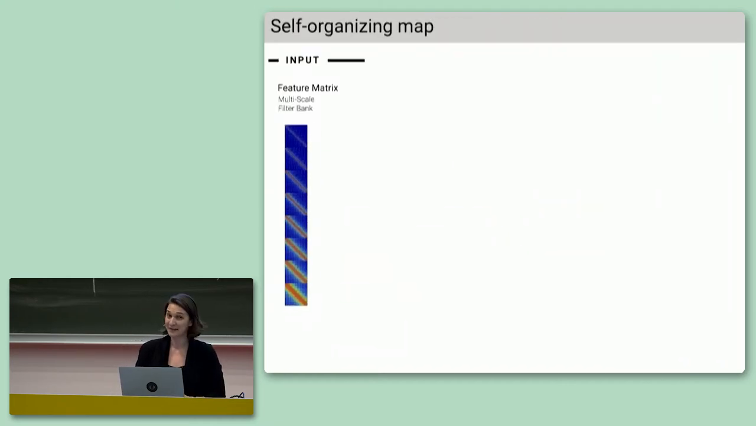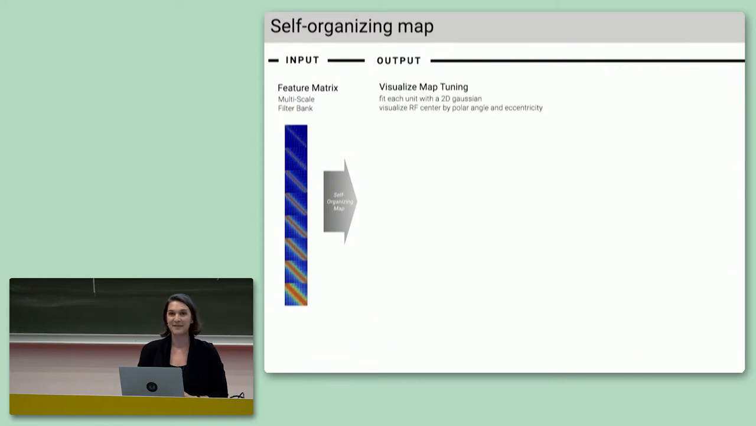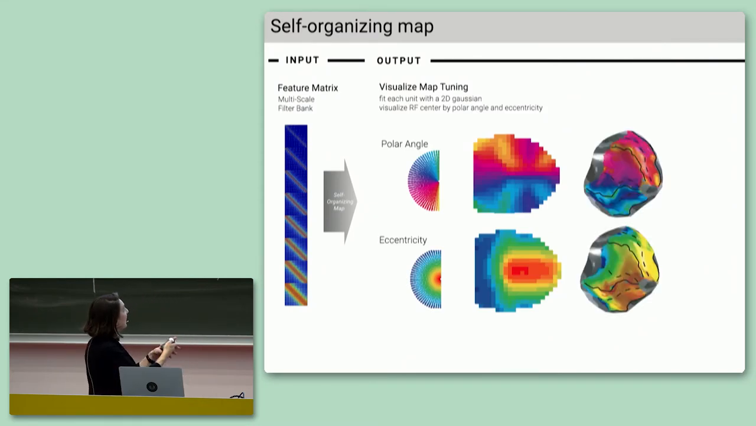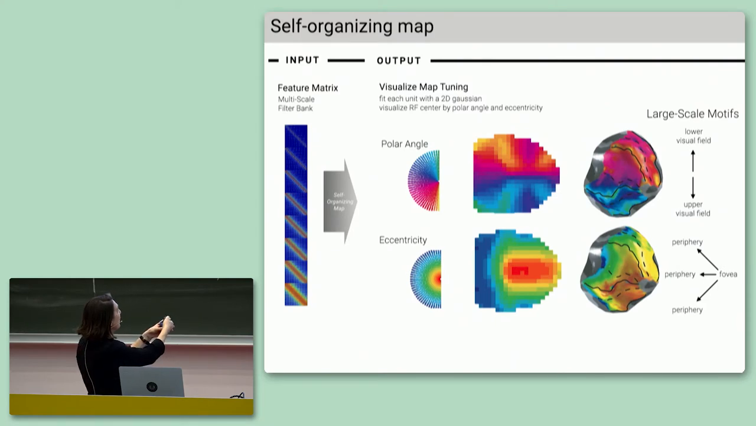So what happens when we run this through the self-organizing map? Same thing, you get a map, you fit the 2D Gaussian curves for each unit, plot them by polar angle and eccentricity, and we see this. And this is the brain data schematic for comparison. So we see for polar angle, the large scale motifs are there. You can see this division between lower and upper visual field. You can see, you know, fovea to periphery organization.